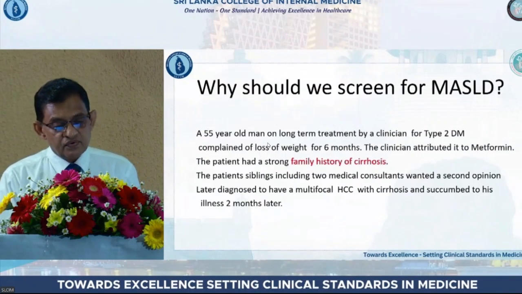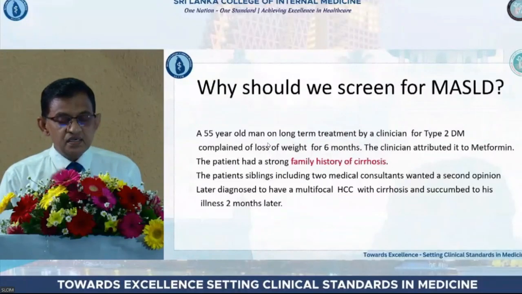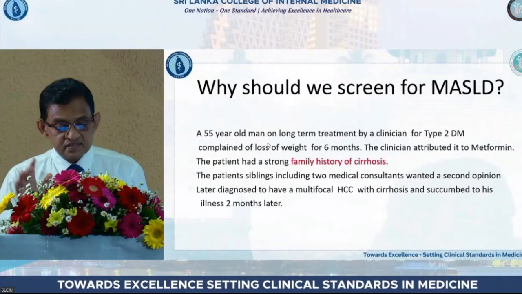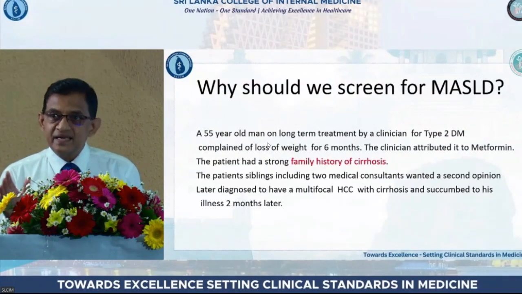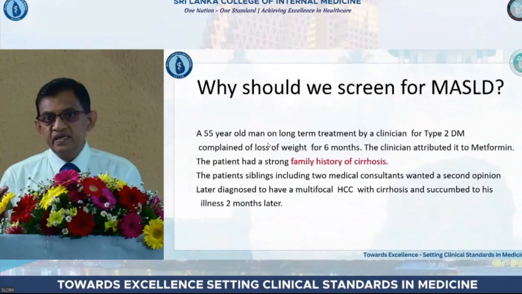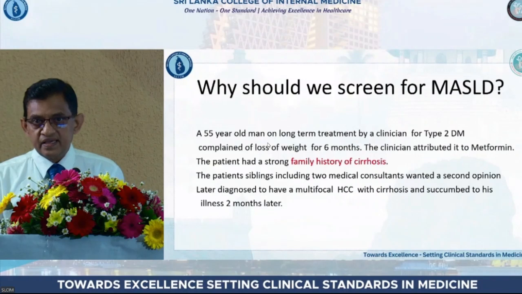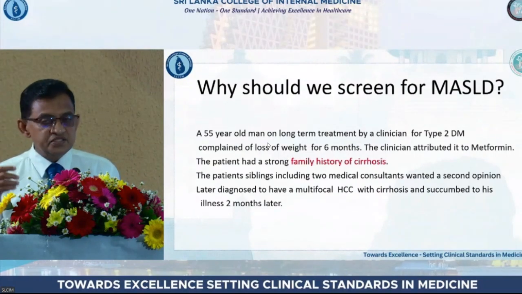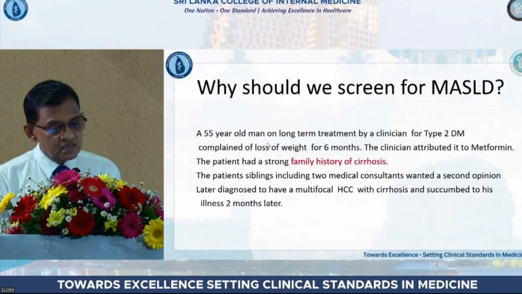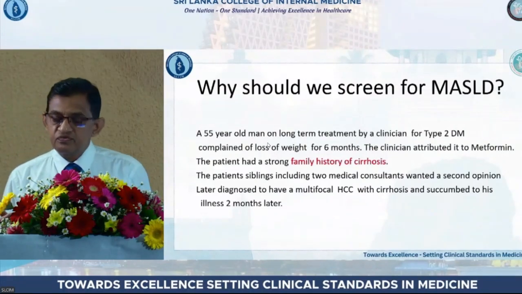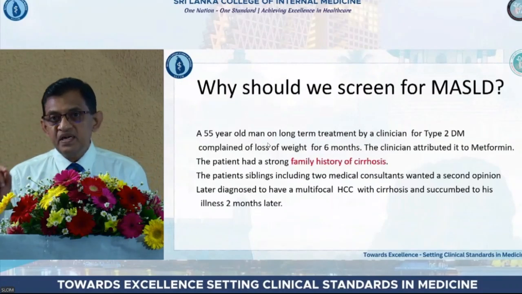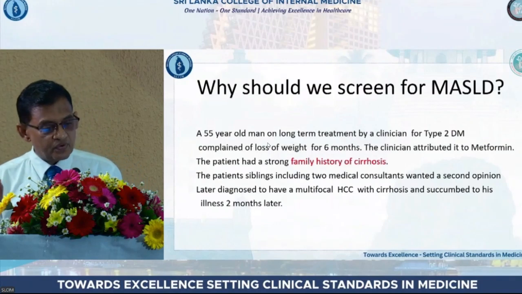Long-term treatment for type 2 diabetes, he complained to the clinician of loss of weight for 6 months, and the clinician attributed it to metformin. We all know that a lot of diabetic drugs can cause weight loss, like empagliflozin, GLP-1 agonists like liraglutide, even metformin. So the clinician attributed it to metformin. Then the patient had a strong family history of cirrhosis. That again is very important.